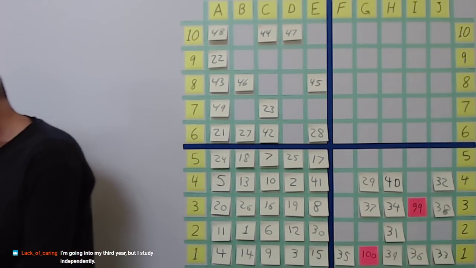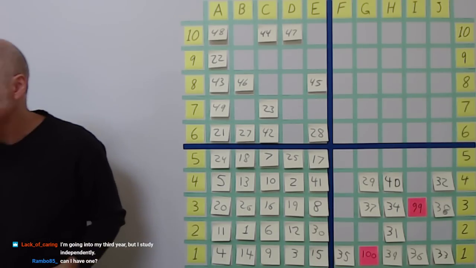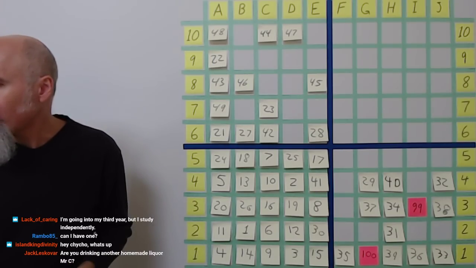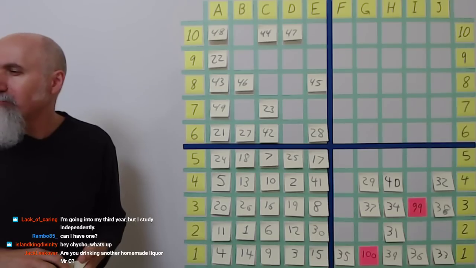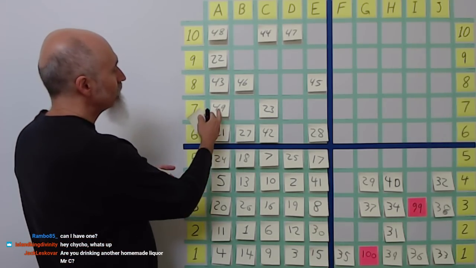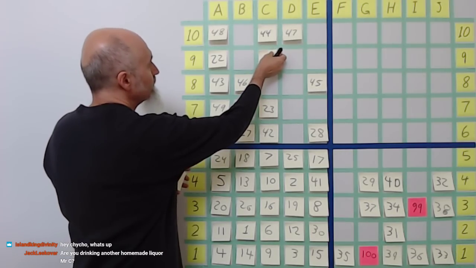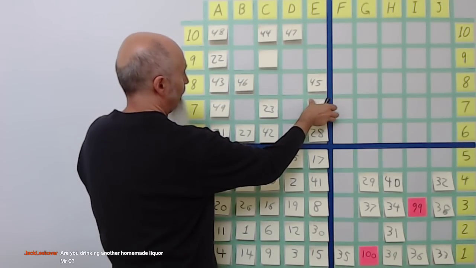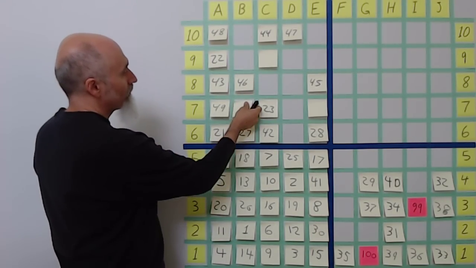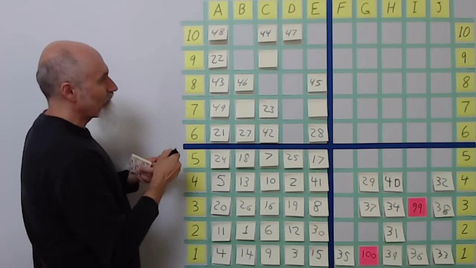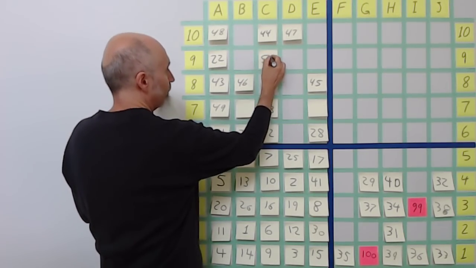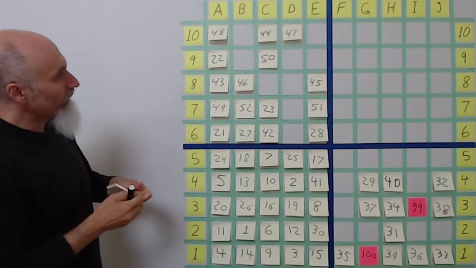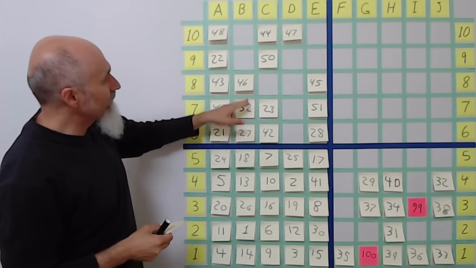We got movement. That's true. C9, E7, B7. C9. E7, B7, nice. Let's do 50, 51, 52. So from here we got 53.